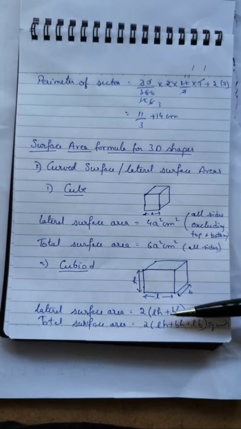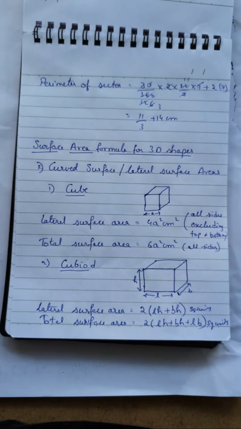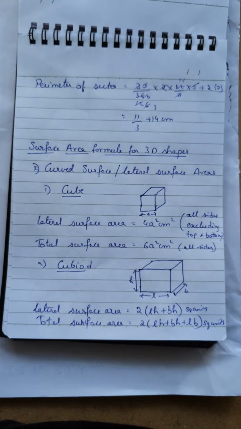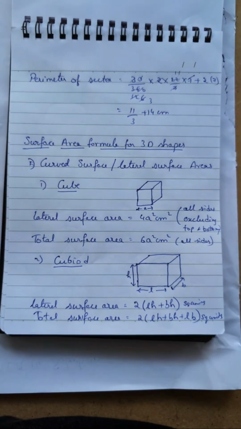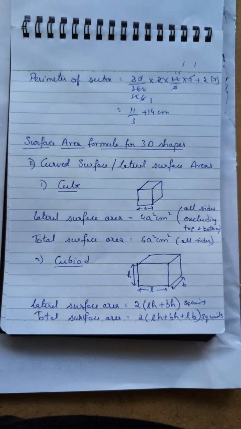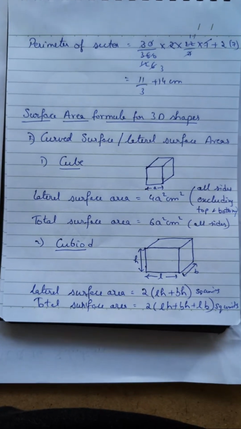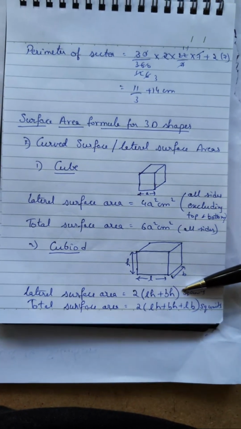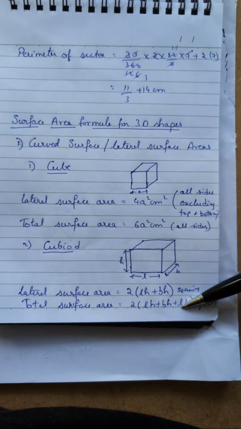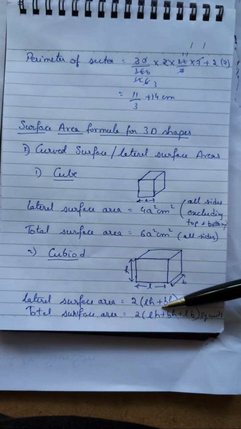Let's see the cuboid. For a cube, as I mentioned, all sides are the same. Whereas for a cuboid, it is not mandatory that all should be the same. It can be different, like length, breadth, and height. All three can vary. So for a cuboid, what is the lateral surface area? It is 2 into LH plus BH, whereas the total surface area is 2 into LH plus BH plus LB. Why is it LH and BH?